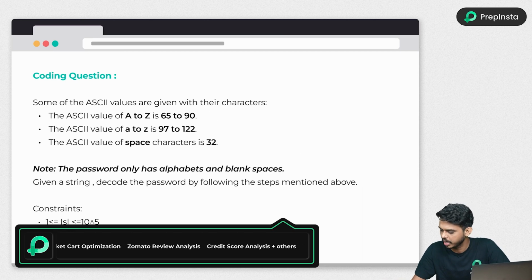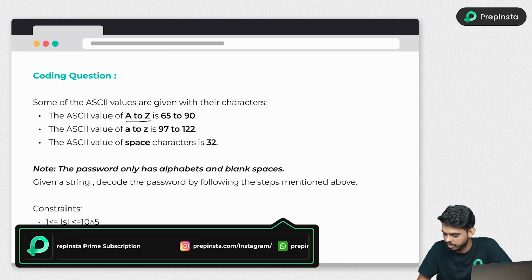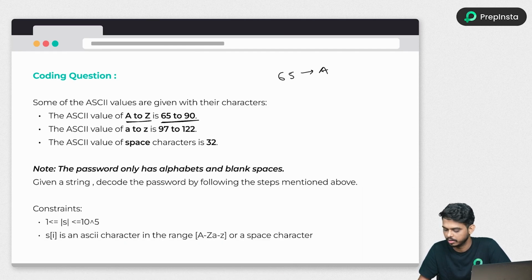All right, so like I said, we have been given a range of numbers for the ASCII values of the characters. For example, capital A to Z is represented by 65 to 90. That means 65 represents capital A, and so on. And small a is represented by 97. All right, and there are numbers, right?